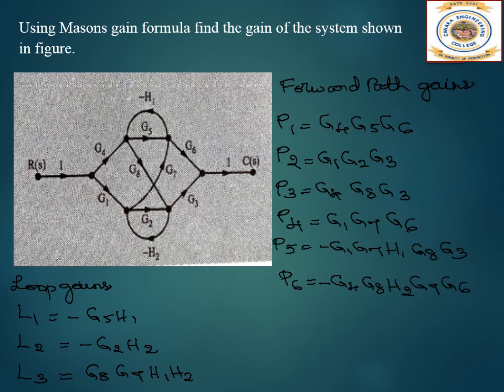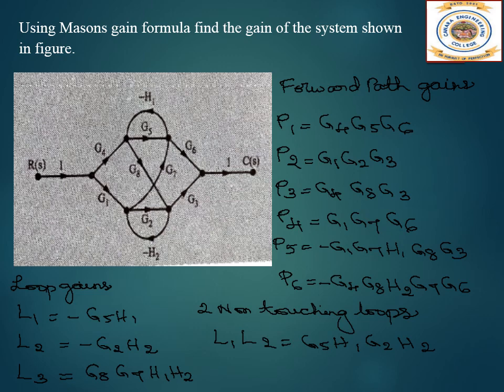Then two non-touching loops. See here, G5 H1 and G2 H2, no node in common. So those are the two non-touching loops. That is, whatever we have written, the same we have to check in that one. So L1, L2 there. So it is G5 H1 and G2 H2. These are the two non-touching loops.